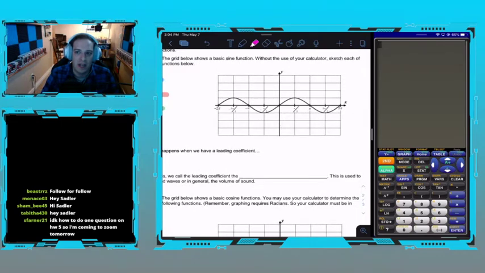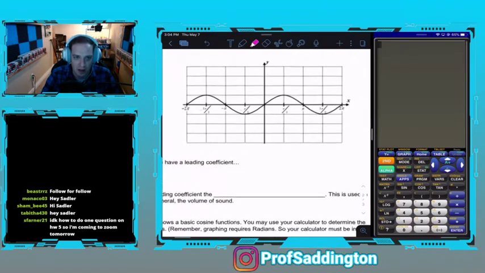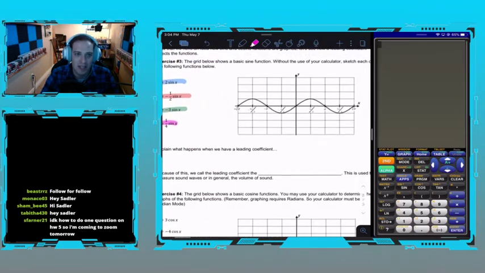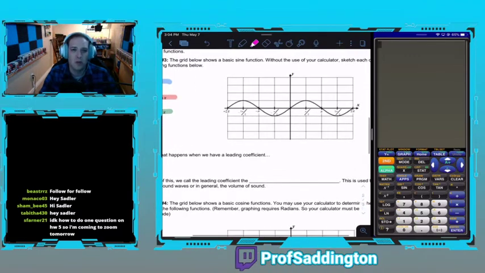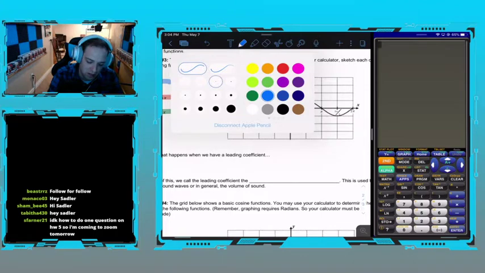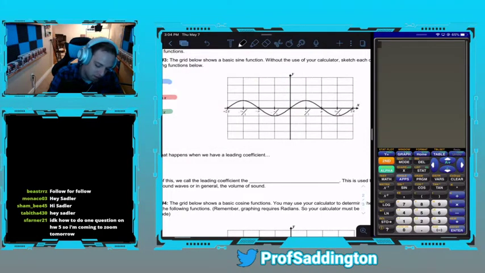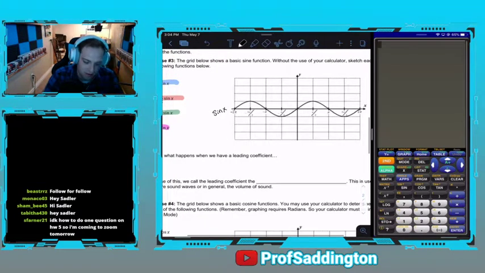I'm going to let you guys see that the graph that's already here is representing the sine function. So we drew it yesterday, so I just drew it for you guys today. So this right here is sine x.